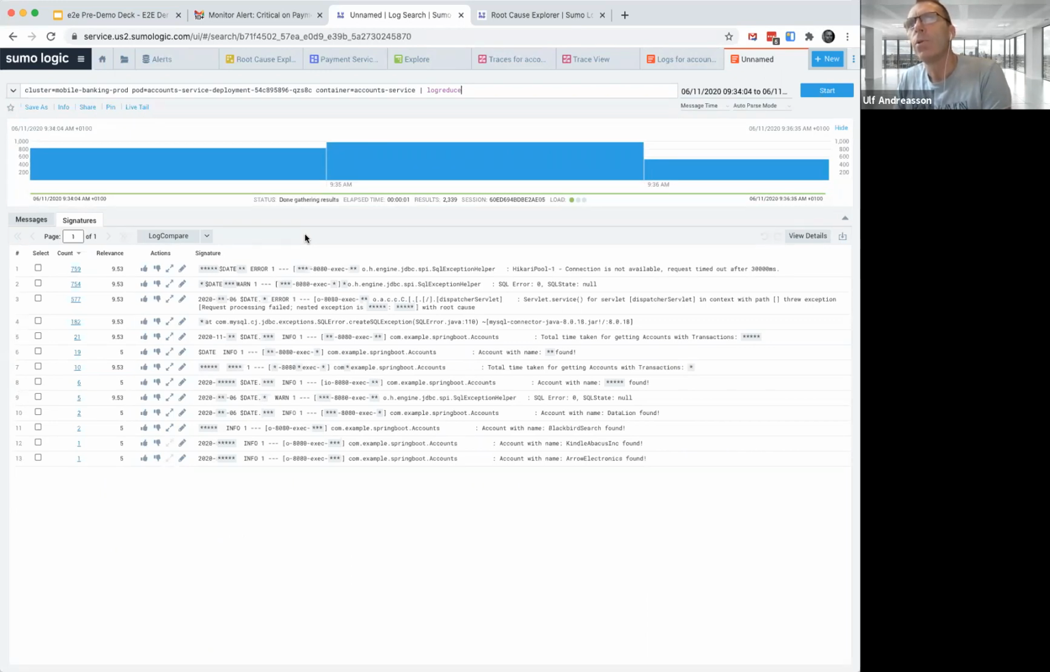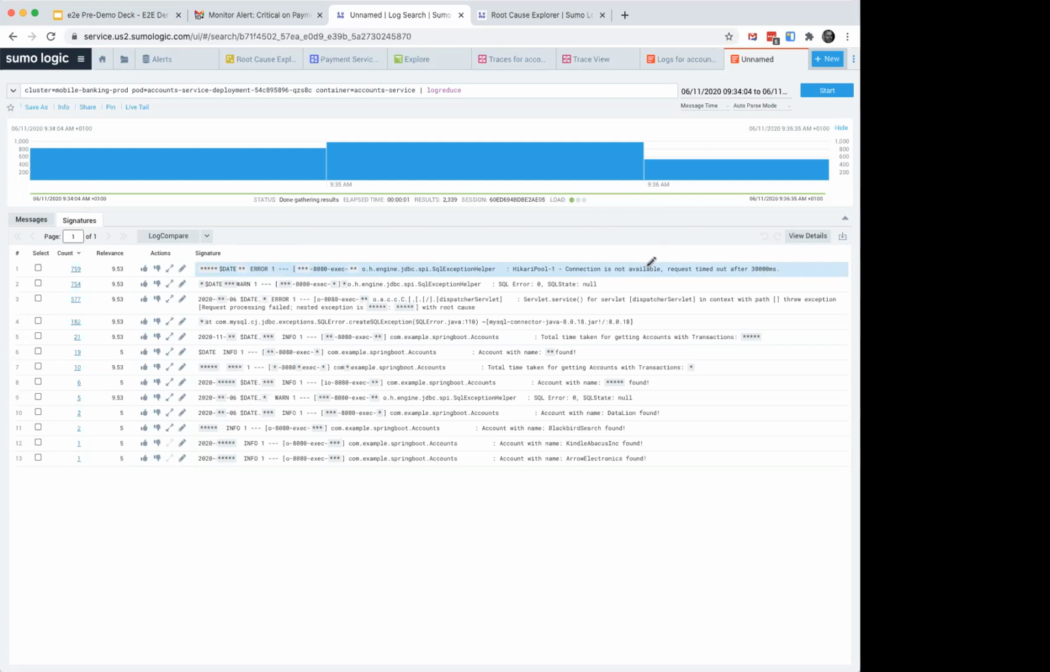And the beauty with this is that it basically says, from this screen here, from still my 2,300 log lines, I can see that 759 of these log lines are effectively saying connections not available.